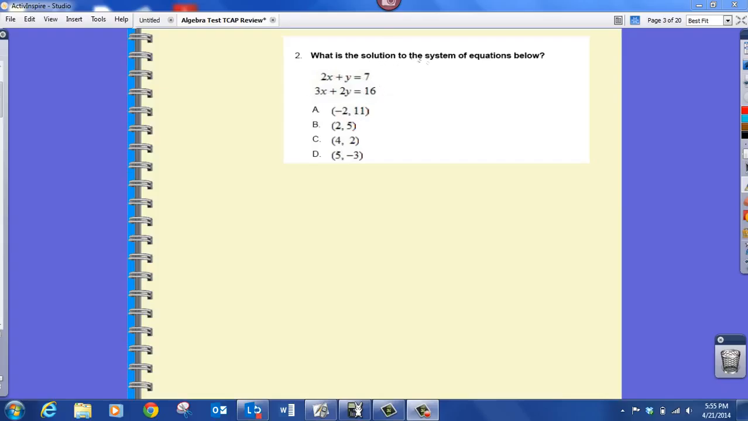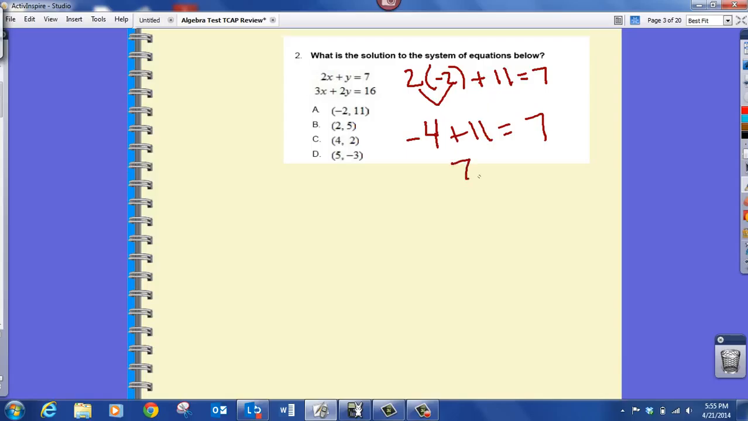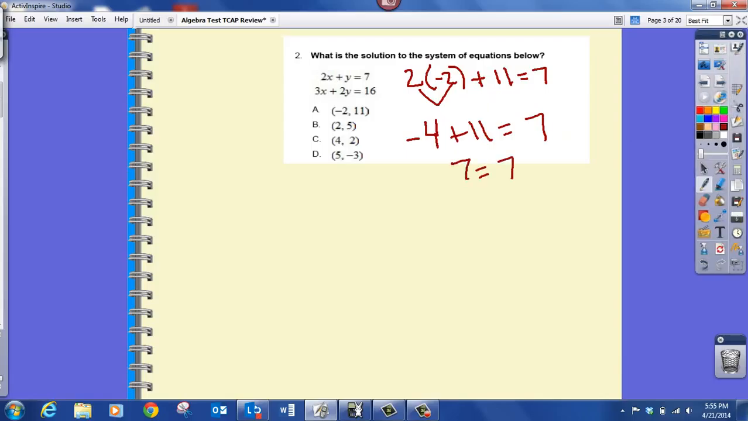For example, I can say 2 times, then negative 2 is my x, plus, and it's 11, for my y, equals 7. Well, when I do that, 2 times negative 2, that's negative 4, plus 11 equals 7. Well, negative 4 plus 11 is 7, so 7 does equal 7. So the first one works.